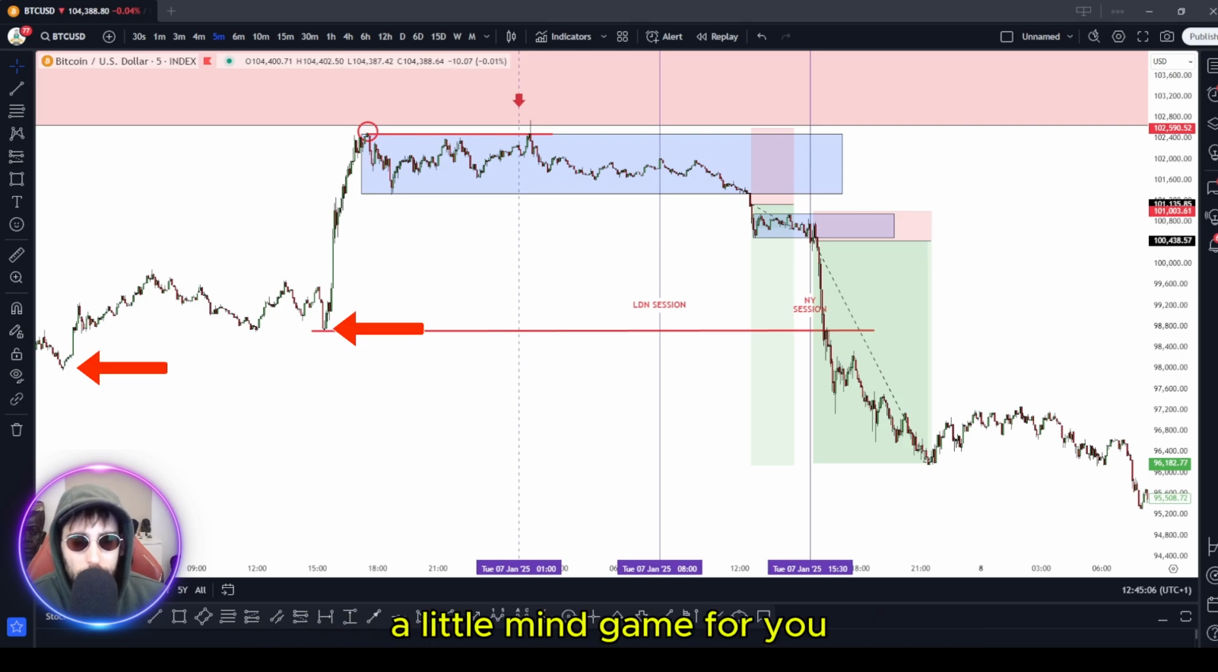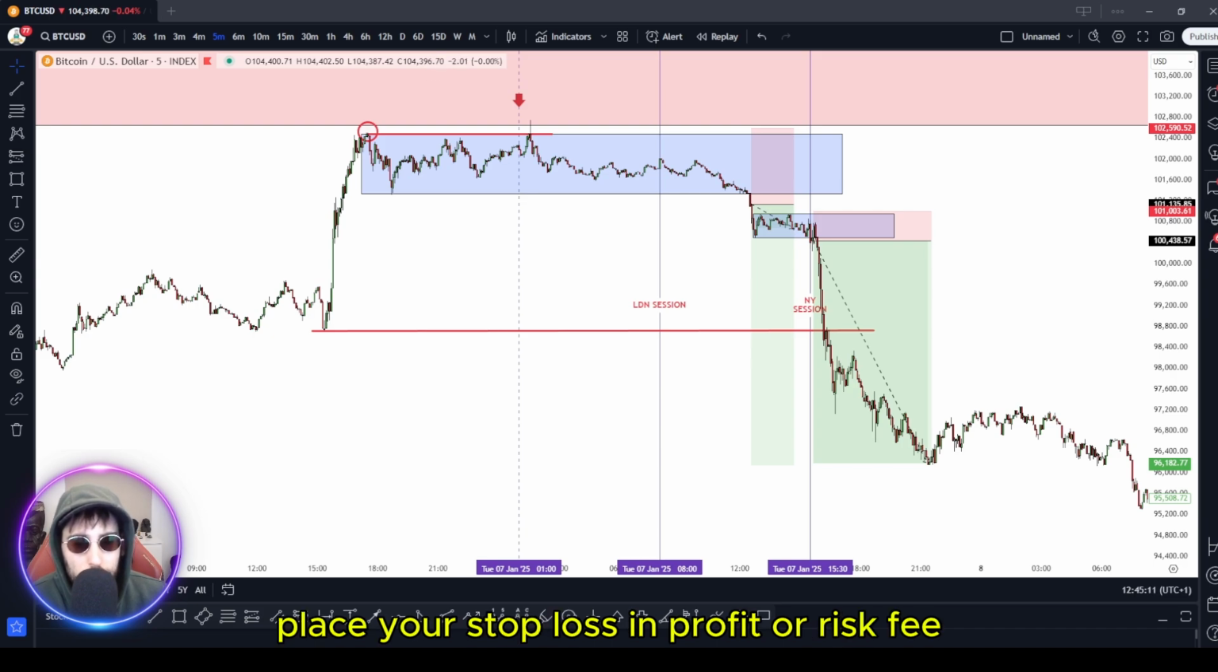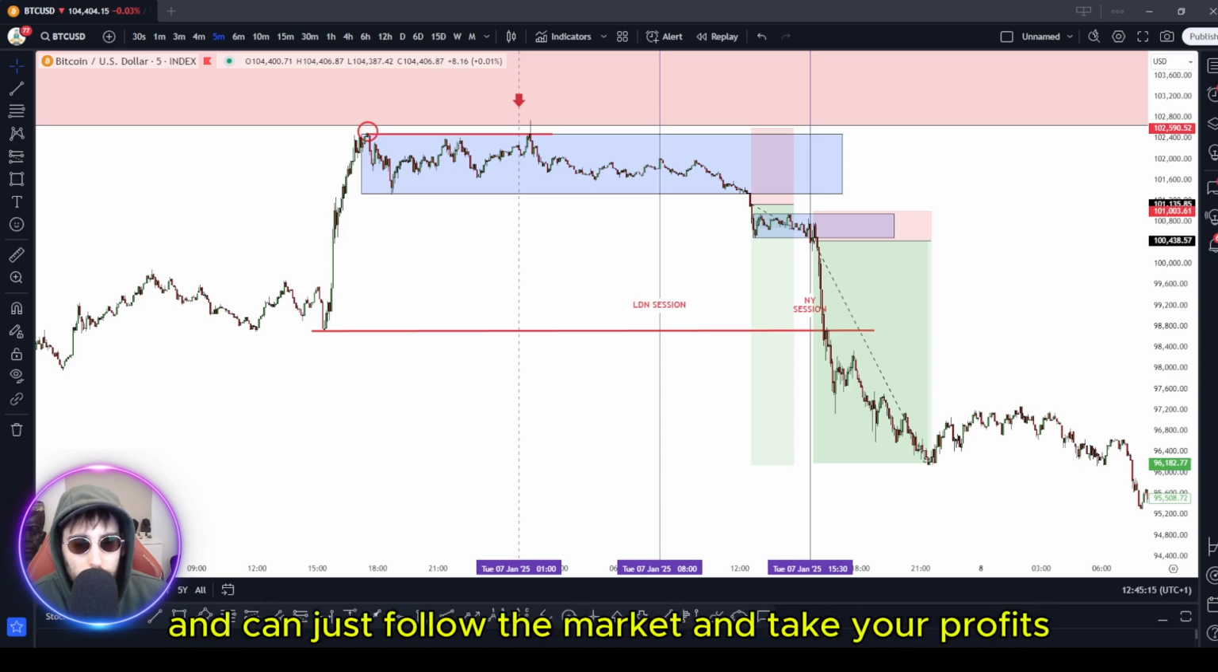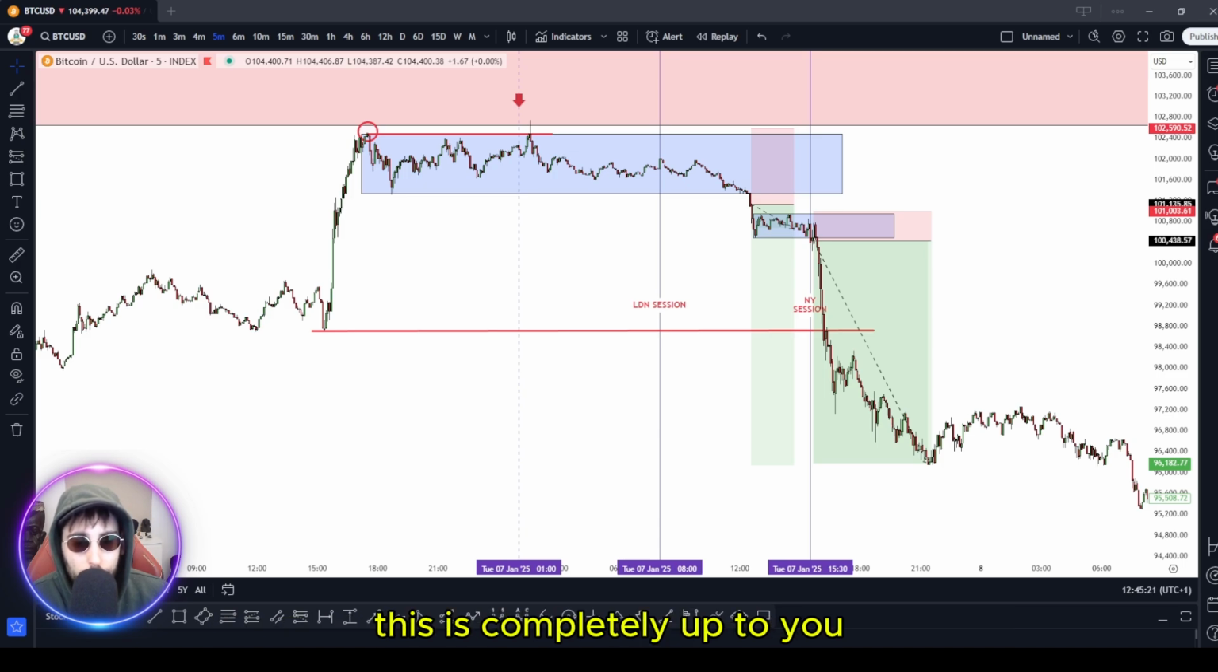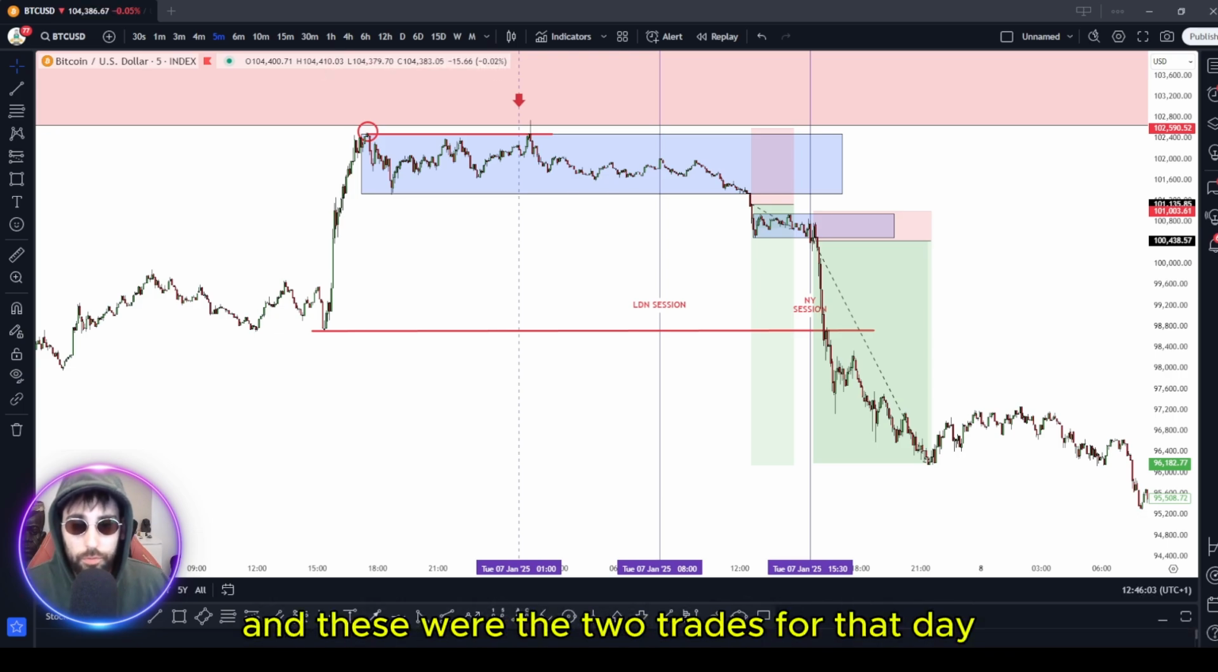A little mind game for you. If your trades are in profit, place your stop loss in profit or risk free so that you can't lose anything and can just follow the market and take your profits when lows are hit. This can be from the first low but also from further lows. This is completely up to you. We are in a downtrend, guys. The daily pivot is a high, so we're looking for sells. And these were the two trades for that day.